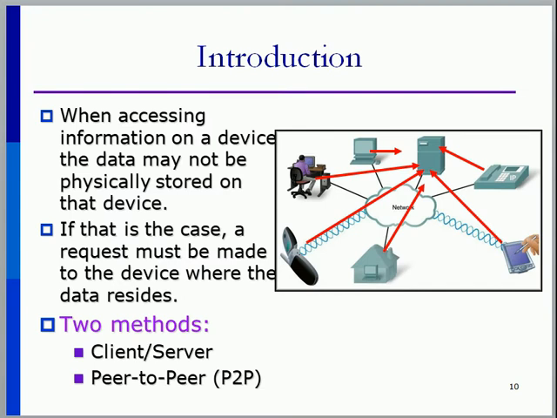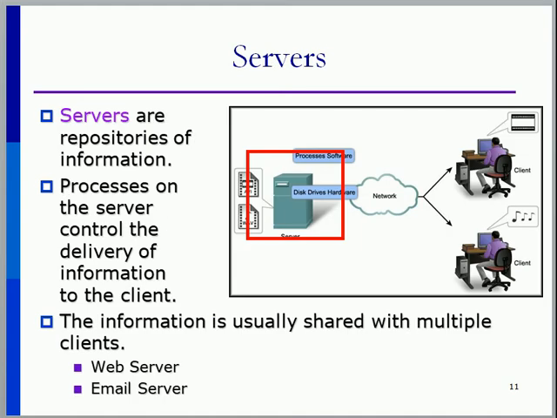So the first thing we need to know is two methods of accessing information on devices. There's client-server and there's peer-to-peer. We'll learn about servers first. The servers are repositories of information. Let me just give you a basic idea. For example, you have a disk like you see over here, and all the PCs, the so-called clients, will download the files from this same disk.